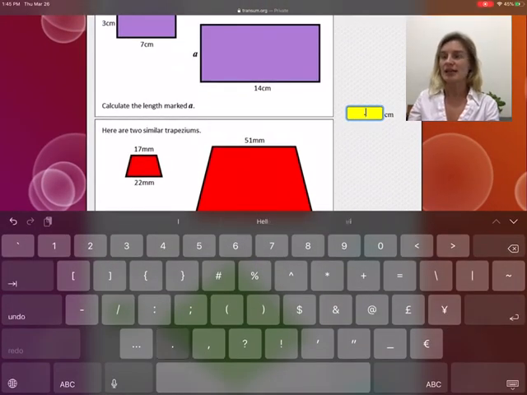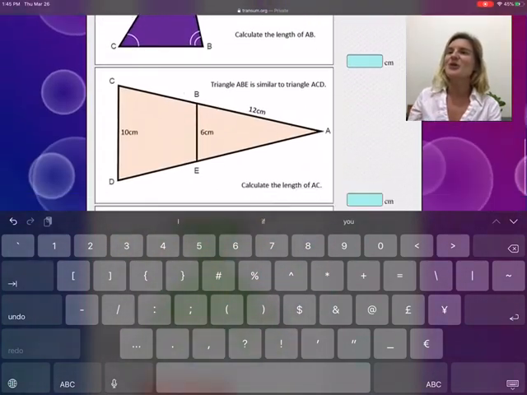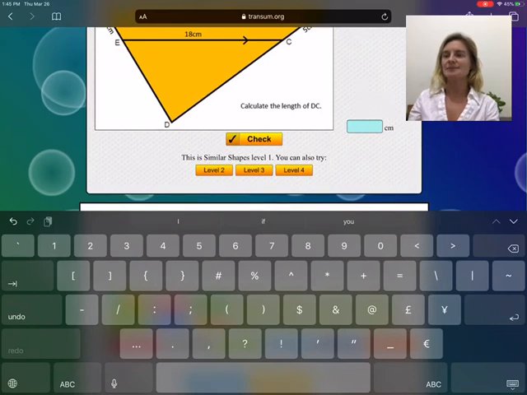There we go. We'll click on it. It turns yellow. We're going to type in our answer. I'm not going to tell you the answer. You do all those questions, girls. Get right to the bottom and you'll see check. You're going to click on that check and it'll give you your score.